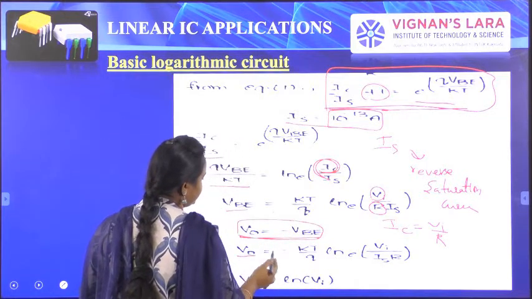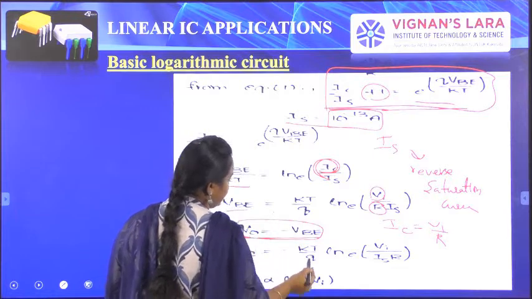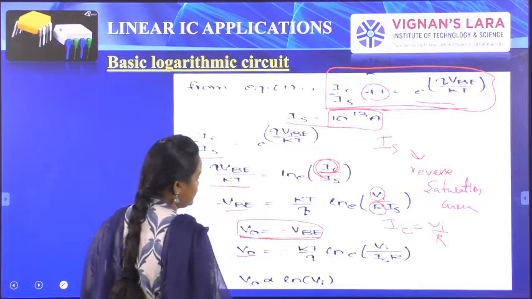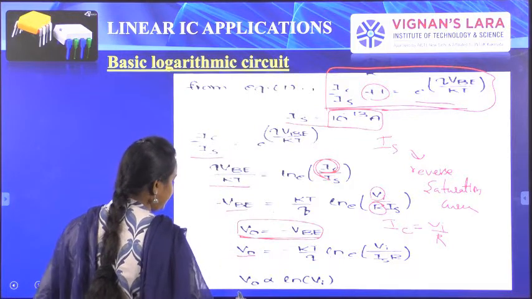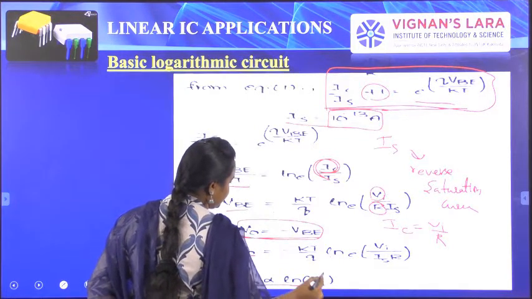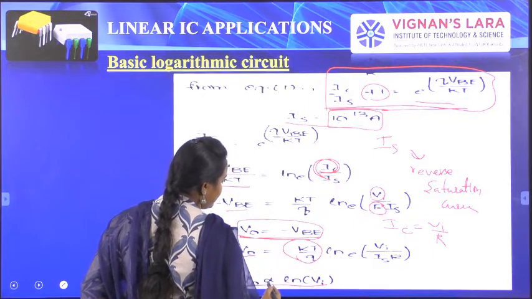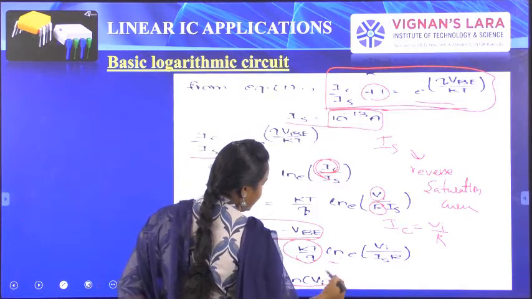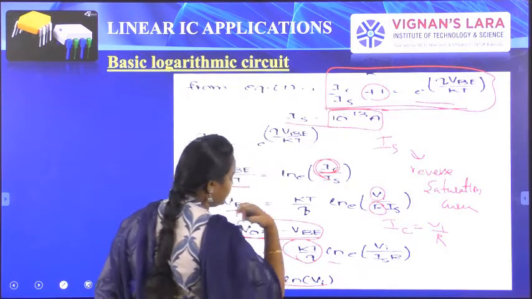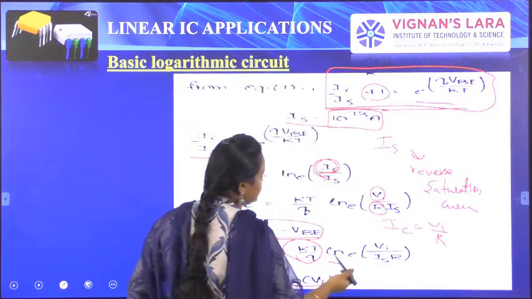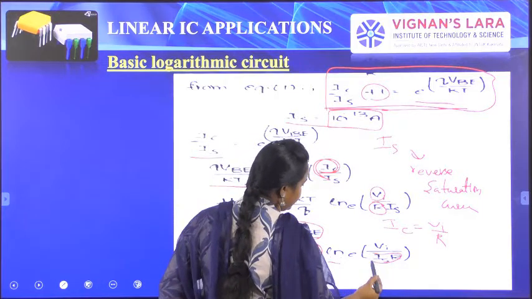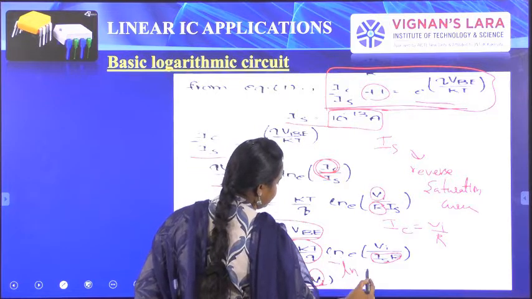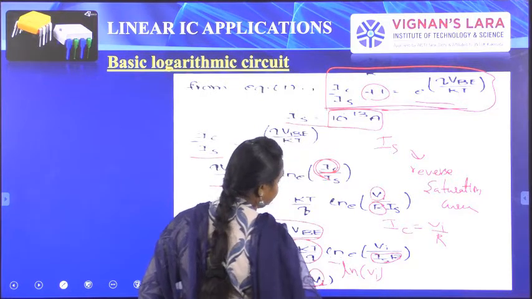So V0 equals minus KT by q times the logarithm of VI by R IS, and V0 is proportional to this, the rest being a constant. So finally V0 is proportional to ln of VI, because IS and R are constants, so we can consider ln of VI.